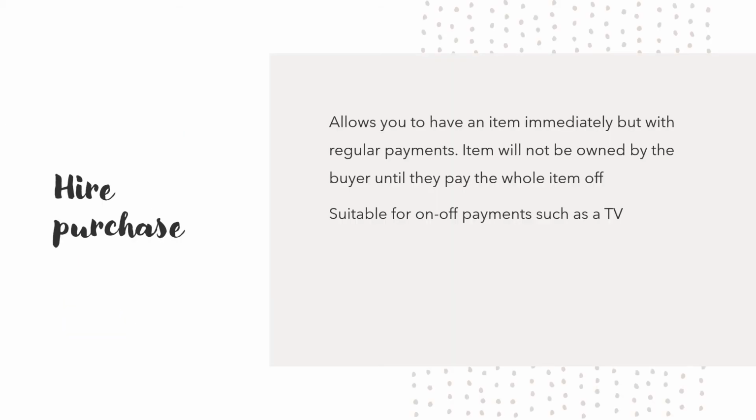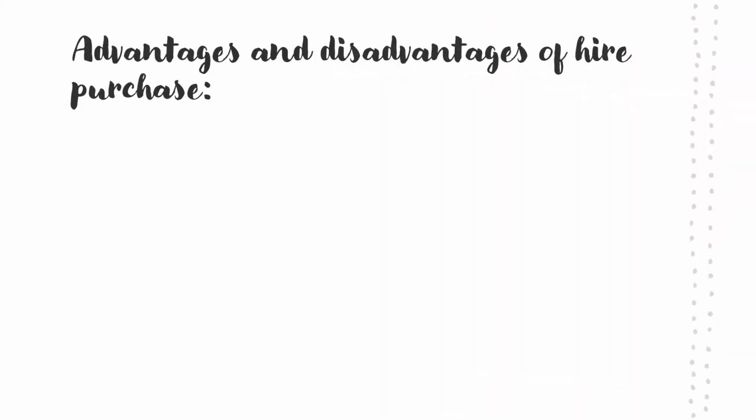What is a hire purchase? So a hire purchase allows you to have an item immediately, but with regular payments. The item will not be owned by the buyer until they pay the whole item off. So for example, a TV. If you were to buy a TV, you're not going to be the owner of the TV until you pay off all the payments that you owe. Now, what are the advantages and disadvantages of a hire purchase?